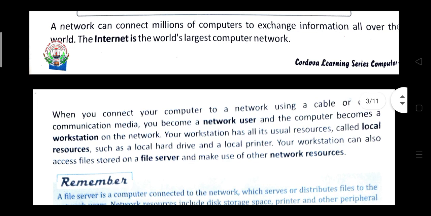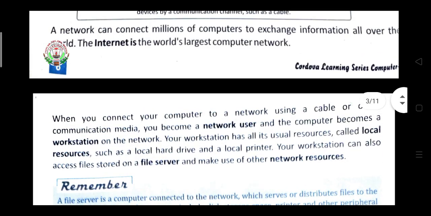When you connect your computer to a network using a cable or other communication media, you become a network user, and your computer becomes a workstation on the network. Your workstation has its usual resources called local resources, such as a local hard drive and local printer. Your workstation can also access files stored in a file server and make use of other network resources. So like this we connect one computer to another in a network, and we work with different computers at a time.